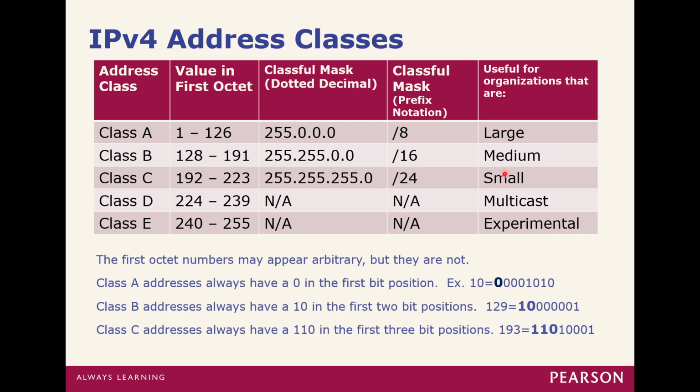D and E usually are not used. They are usually for multicasting and experimental IP addresses. So we use these when we do more research and when we do multicasting. Multicasting, I will be explaining later.